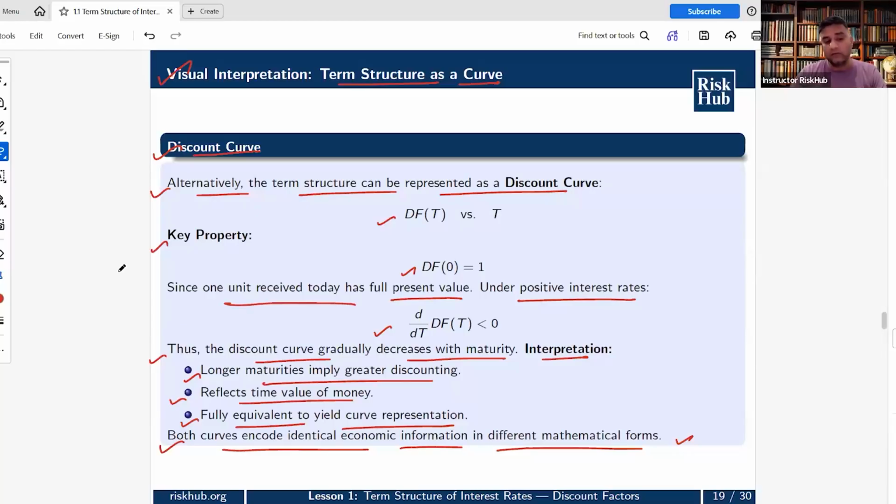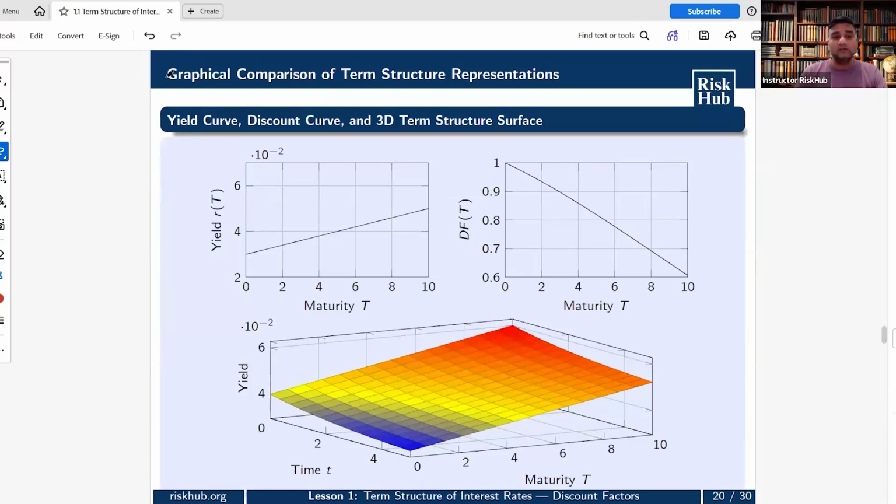That's the definition, the anchor point. Every curve construction must fit it exactly. And what the bullet point tells you: the longer the wait, the more the payment gets discounted. The discount curve and zero curve hold the same information in different form. Either one can be converted into the other with no loss. Then we go to slide number 20, which is the graphical comparison of term structure representations.